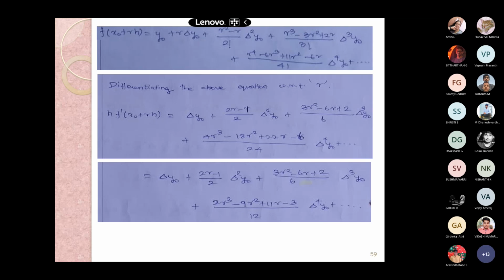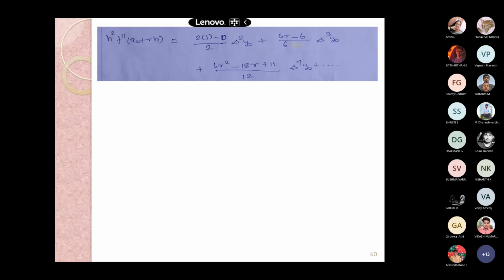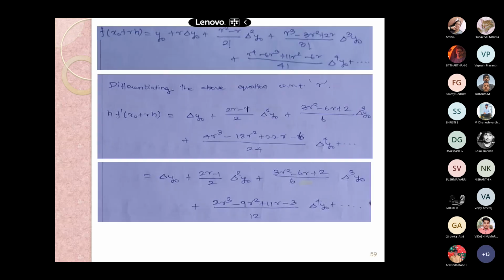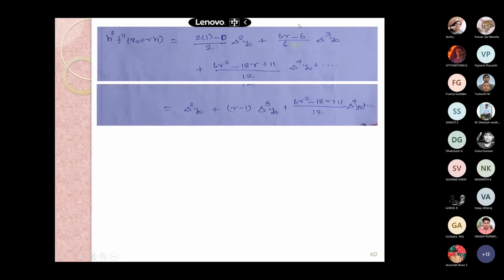Yes, what I am trying to do is continue with the differentiation, and this is the second differentiation, f double dash of x naught plus rh. Here the result begins with delta y naught, and it doesn't have any r. There won't be a first term, and we need to begin with the second difference. Here we have 2r, which becomes 2, and 6r minus 6 divided by 6 into the third difference, and 6r square minus 18r plus 11 divided by 12 into the fourth difference.